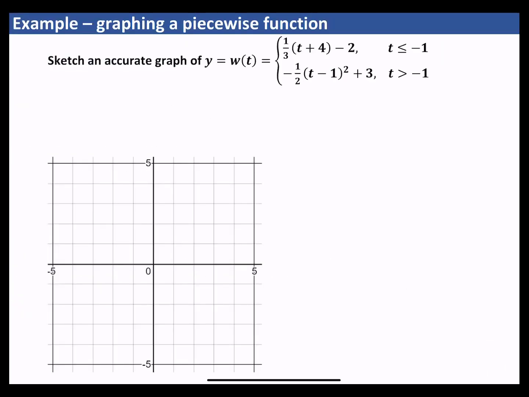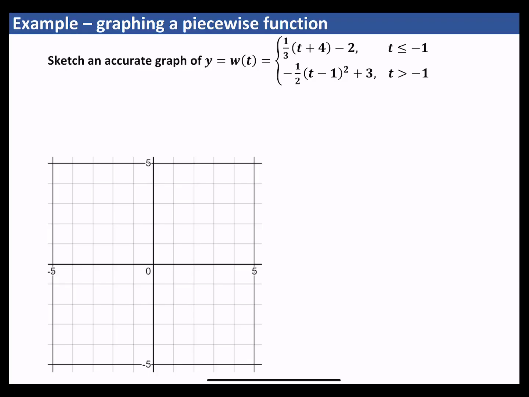Sketch an accurate graph of y equals w of t, which equals 1/3 (t plus 4) minus 2 on the domain t less than or equal to -1, and -1/2 (t minus 1) squared plus 3 on the domain t greater than -1. First, notice that the function w is made up of two pieces, a linear piece when t is less than or equal to -1, and a quadratic piece when t is greater than -1. We'll start by graphing the linear piece first.